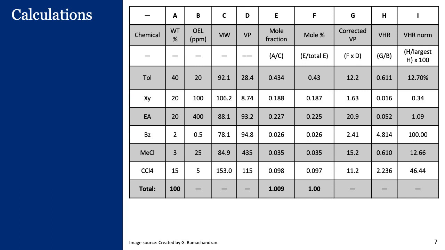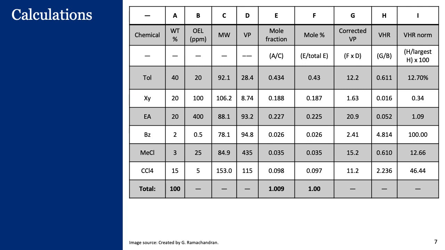And if you were to normalize it, and we do that in column I, although that is not really needed, it just shows the relative magnitude of the effect. So if we make benzene 100, then toluene is only 12.7 and xylene is 0.34. So benzene really dominates the action here.